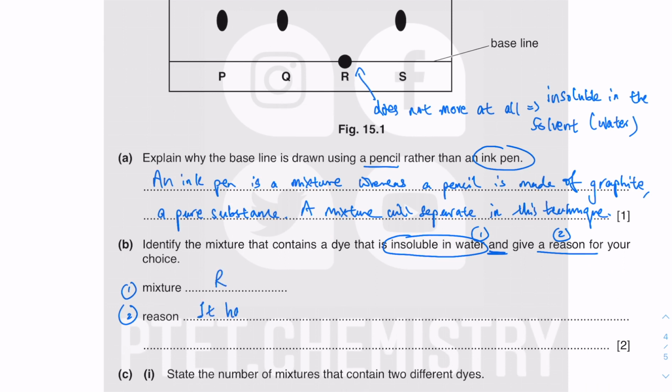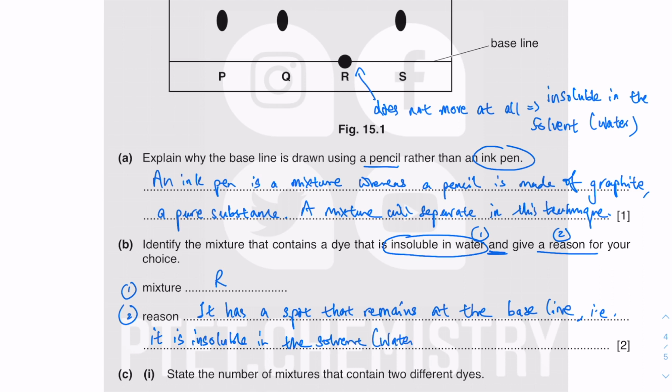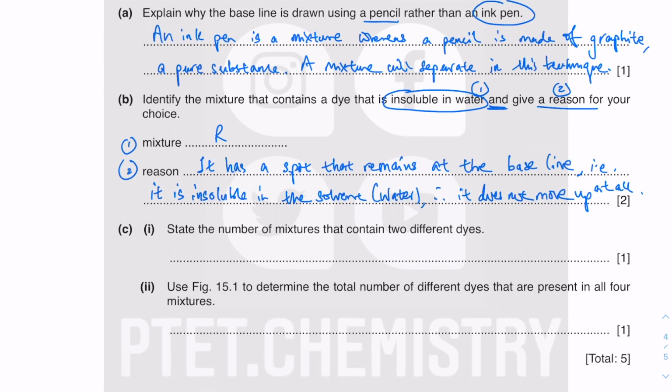The reason is it has a spot that remains at the baseline. The baseline, in fact, was labeled for you if you read the question carefully. That remains at the baseline, i.e. it is insoluble in the solvent, and the solvent was water. Therefore, it does not move up at all. Or you can say it does not travel at all up the chromatogram because it is insoluble in water, somewhere along those lines, yeah?